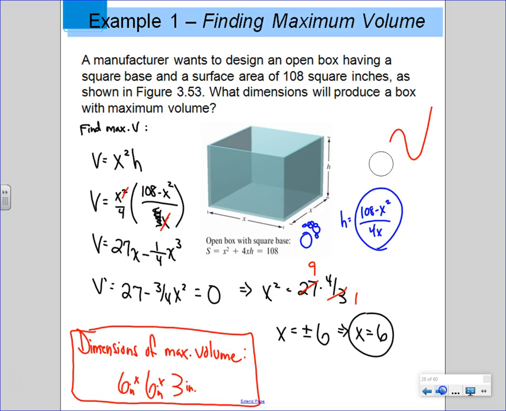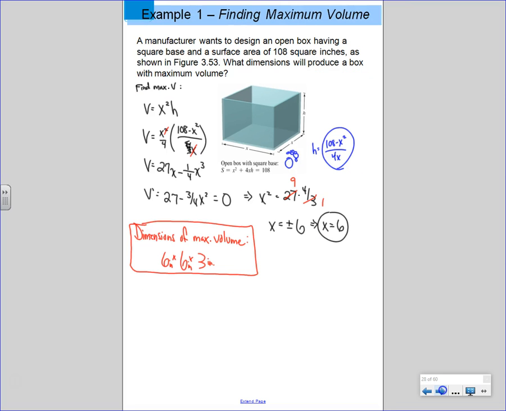That's one way of thinking about it, but another way of thinking about it is, does this actually say to justify? No. If it did say to justify, then we could have done it one of two ways. We could have found v double prime, which wouldn't have been that bad, or we could have done a sign chart.